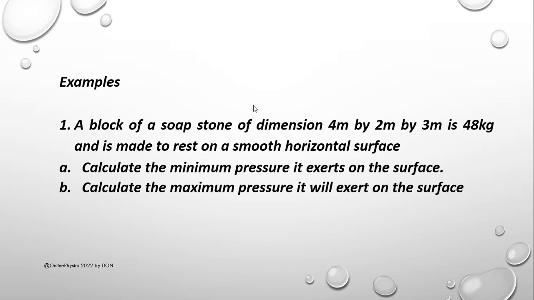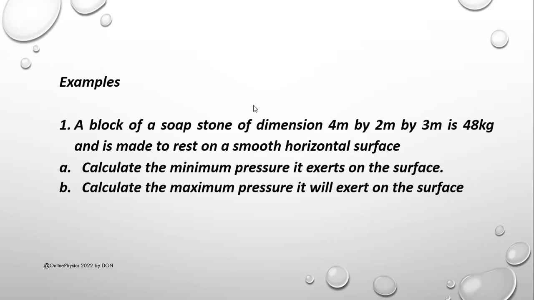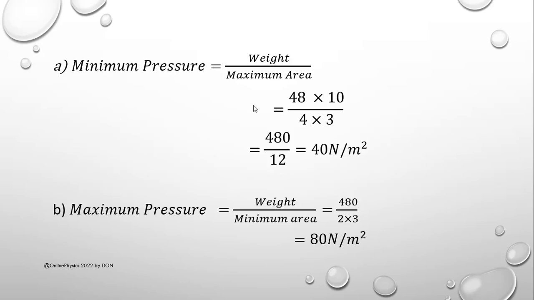The first question is asking us to calculate the minimum pressure it exerts. So we said under minimum pressure, we are going to look at our formula as the weight of the object divided by the maximum area. In this question, we have been given mass, which is 48 kilograms. We can change the mass in kilograms to weight or force, which is W is equal to mg, to give us 48 times 10. So we are going to get 480 newtons.